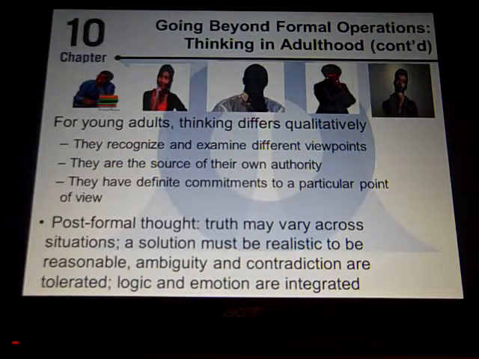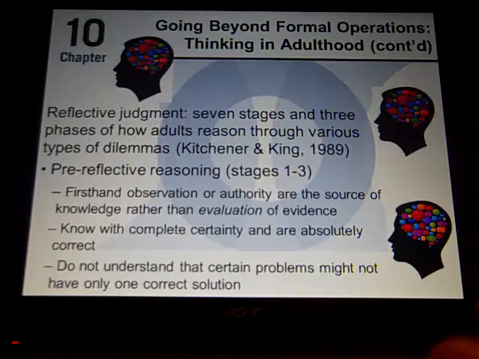Post-formal thought. Truth may vary across situations. The solution must be realistic to be reasonable. Ambiguity, things that are vague or nebulous, gray area stuff, and contradiction are tolerated. Logic and emotion are integrated. They're tied together. So thinking becomes qualitatively different and more mature into young adulthood.